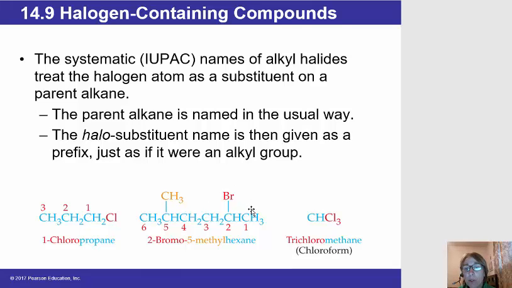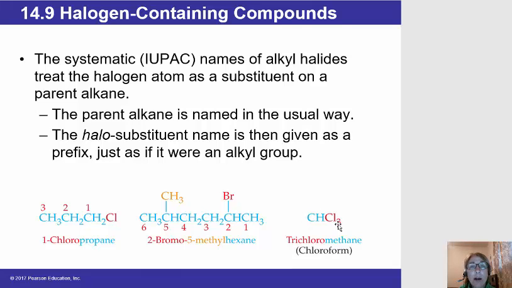And here we have a hexane with 6 carbons, and we have a substituent that is 1 carbon in on both sides. So we have a methyl that's 1 carbon in, and we have a bromine that's 1 carbon in on the other side. So no matter which way you number it, one substituent will be 2, the other will be 5. How do you determine which gets 2 and which gets 5? You give the smaller number to the substituent that comes first in the alphabet. So this would not be 2-methyl 5-bromo, it would be 2-bromo 5-methyl hexane.